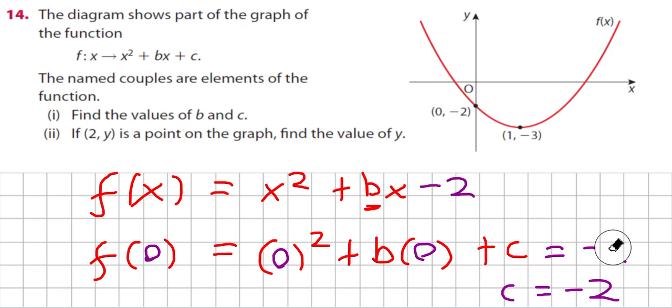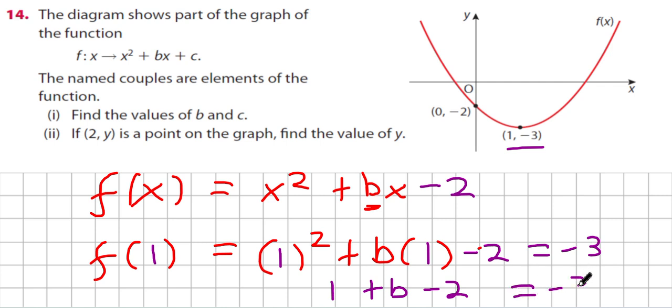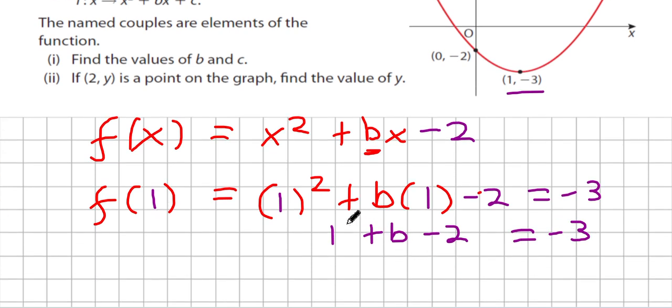Now, we're going to redo this last part. We already know C is minus 2. So, what we're going to do is replace C with minus 2. Now, what's the new input for this part here? 1, 1, 1. 1 squared is 1. And the answer is minus 3, isn't it? Now, what's 1 take away 2? 1 take away 2 on the left hand side.